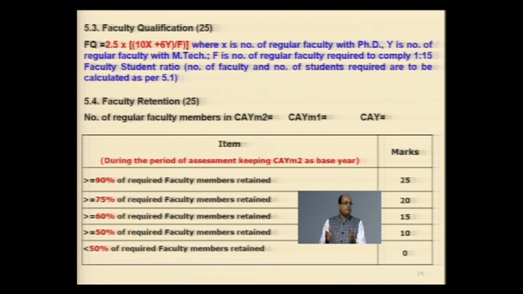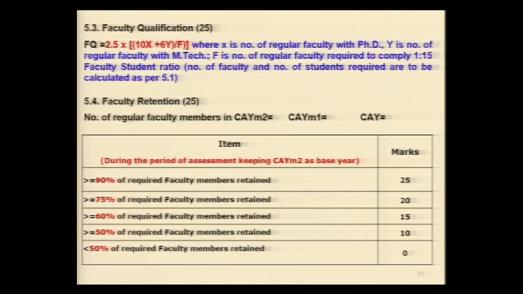This is based on the 3-year assessment period and the current assessment year minus 2 as the base year. For example, if the program is going for accreditation in July this year, then 15-16 will become the first year, 14-15 will become the second year, and the base year will become 13-14. Assuming that intake remains the same, and if intake changes then the number of faculty will also change, whatever number was supposed to be there as per 1:15 in 13-14, if they are able to retain from 50 to 90% of those numbers, then they will get some marks in the retention component.